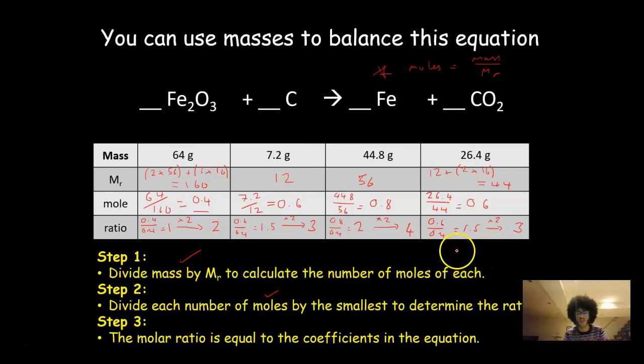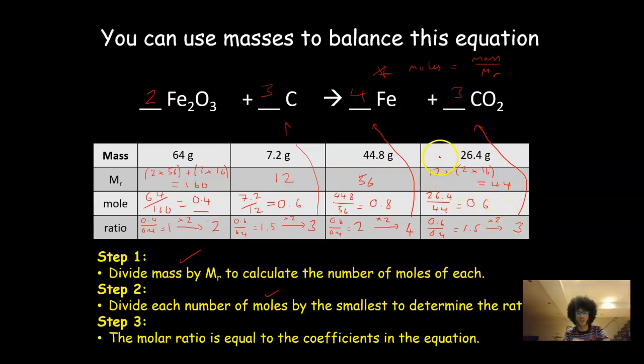Now I have whole numbers, I have integers, and I can use those as the coefficients in my balanced equation. So that would be a 2, because that's what that is. This 3 goes up here to form 3. This 4 is used here to be 4, and that 3 slots in here to be 3.